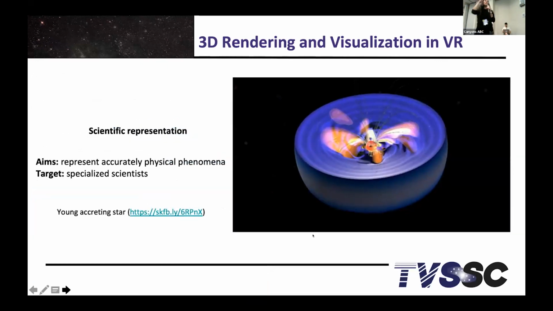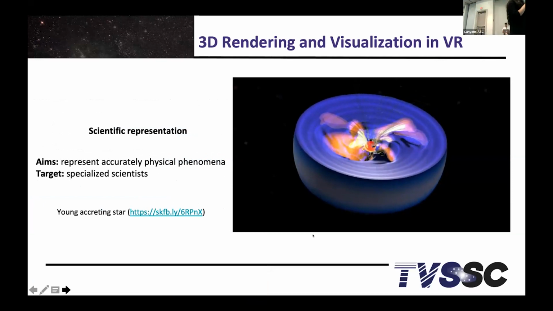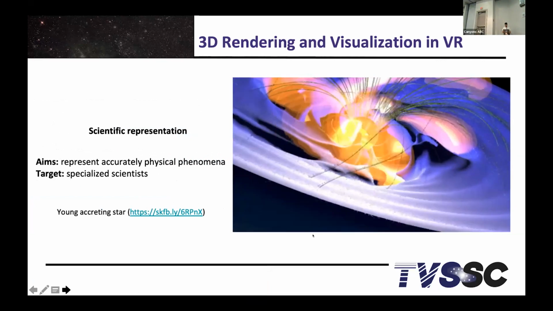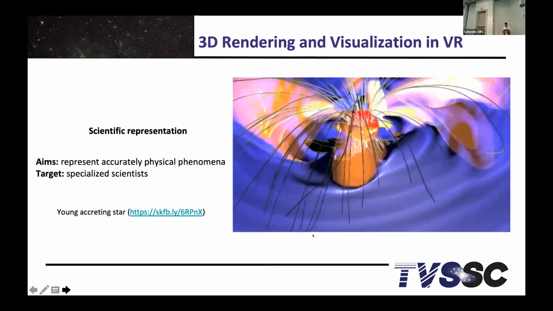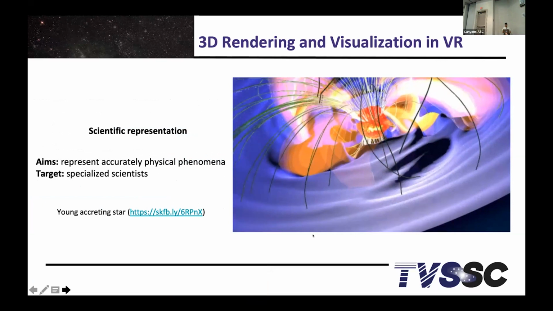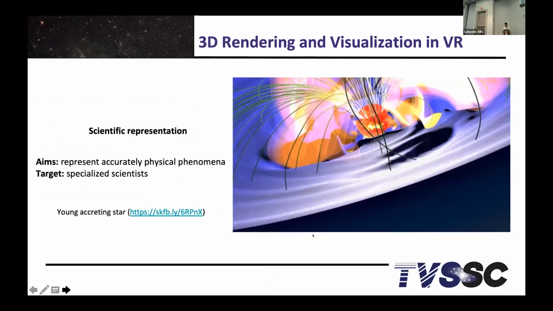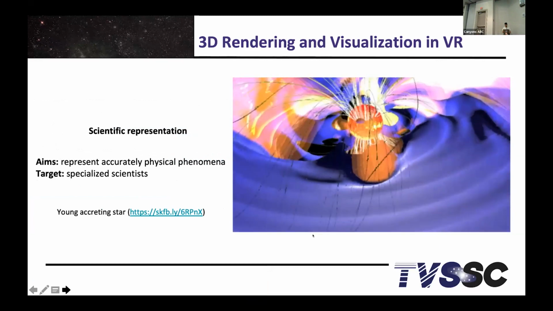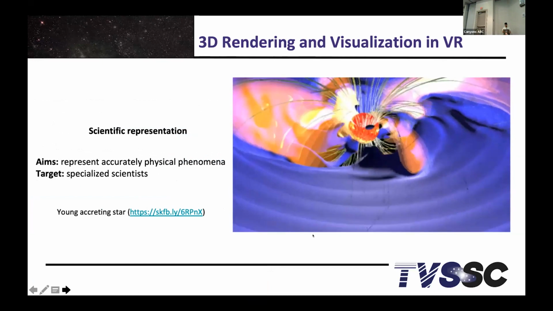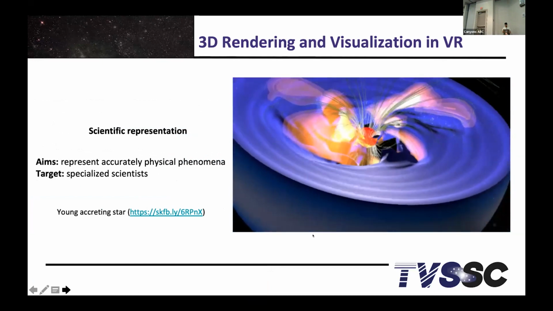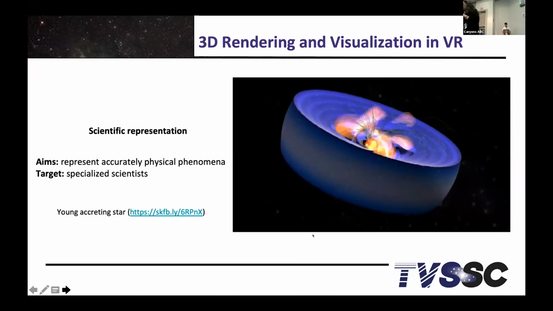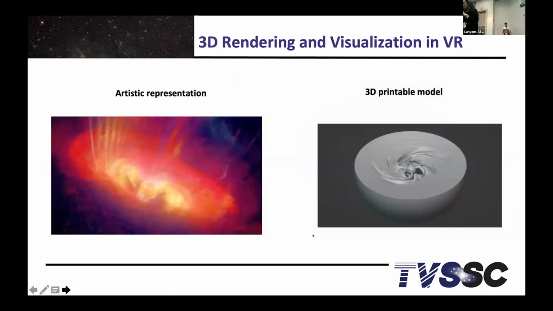So the 3D rendering and visualization in virtual reality can be made with different purposes. In this movie, you can see a detailed numerical model of an accretion disk in this case. And this represents a scientific representation with accurately physical phenomena. And so the target is specialized scientists. And this has been developed by Salvatore Orlando, our colleague in Palermo.